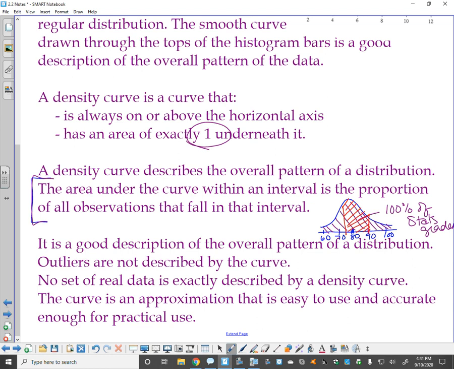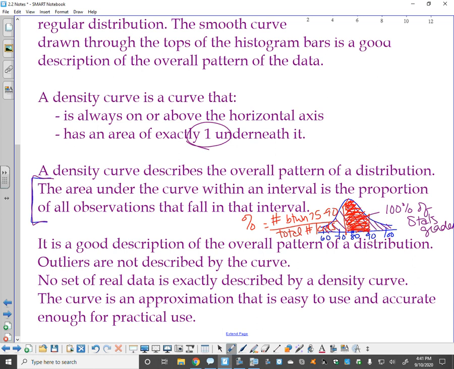So if I knew how many pieces of data were in here between a 75 and a 90, out of the total number of kids, that would give me the percent of area that's represented by that interval, by that shaded part. And we're going to work with all that today.